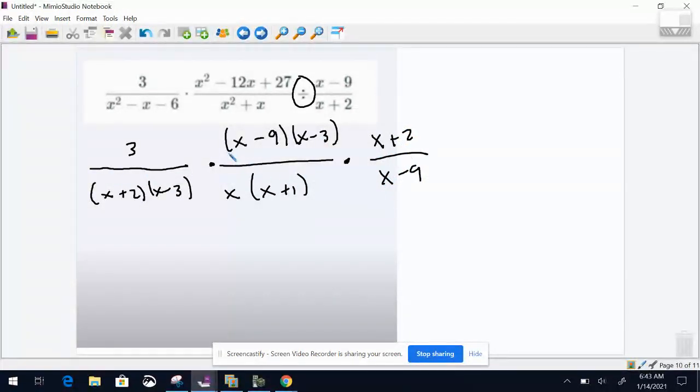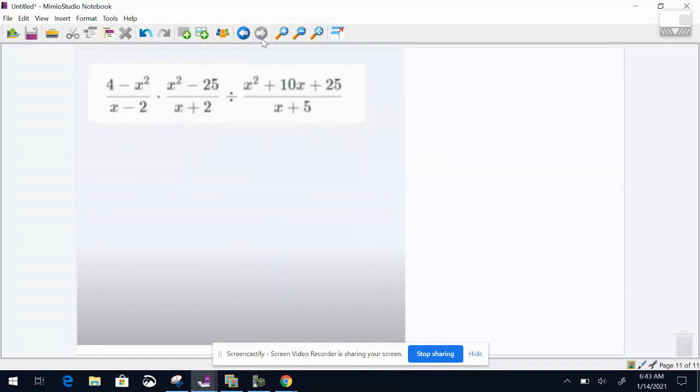So I'm going to cancel what I can. I'm going to cancel the x minus 9s. I'm going to cancel the x minus 3s. I'm going to cancel the x plus 2s. And I'm left with a 3 on top and an x times x plus 1 on the bottom. So they just look a little bit longer, but it's the same process. Lots and lots of factoring, which is very good review.